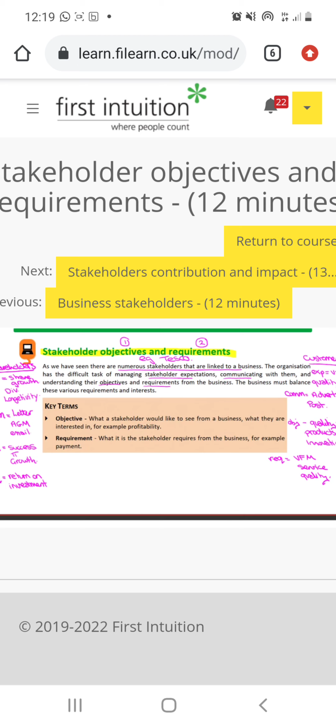So we can see here there is a difference between the objective and the requirement. The objective of a stakeholder is what they would like to see from the business, what they're interested in. For example, profitability. The requirement is what the stakeholder requires back from the business. For example, payment.